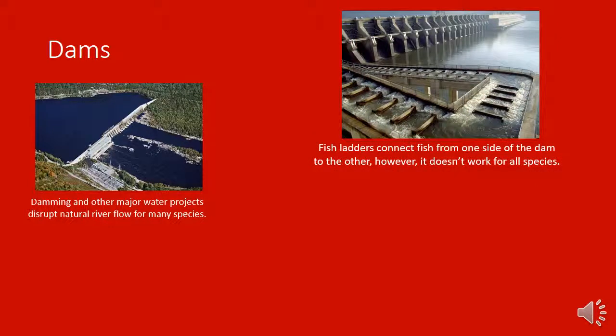One way to help this is to create these things called fish ladders on dams. And so these fish ladders allow fish to swim up, and eventually get to the top of the dam. And these are great. Not all species are strong enough to swim up this. If you're some kind of small fish, you probably can't make it up this. You're something big like a salmon, you probably can make it up this. And so fish ladders are great to have at dams, but they don't work for all species.